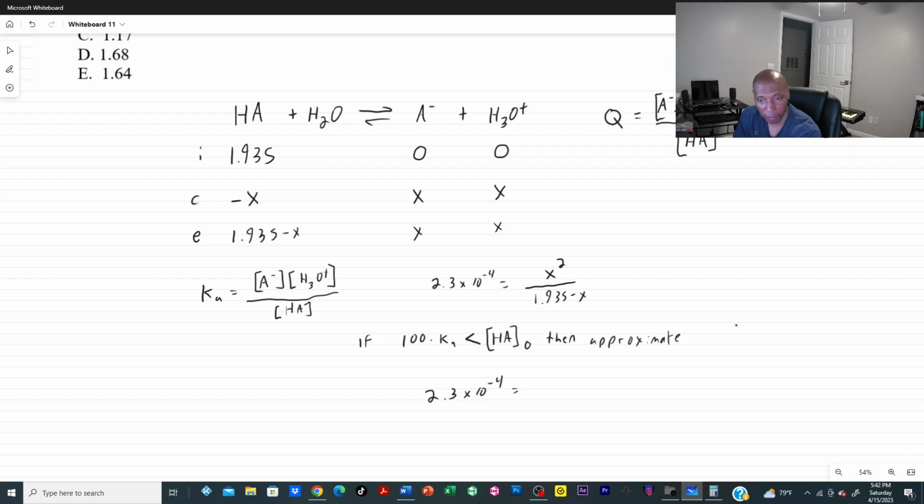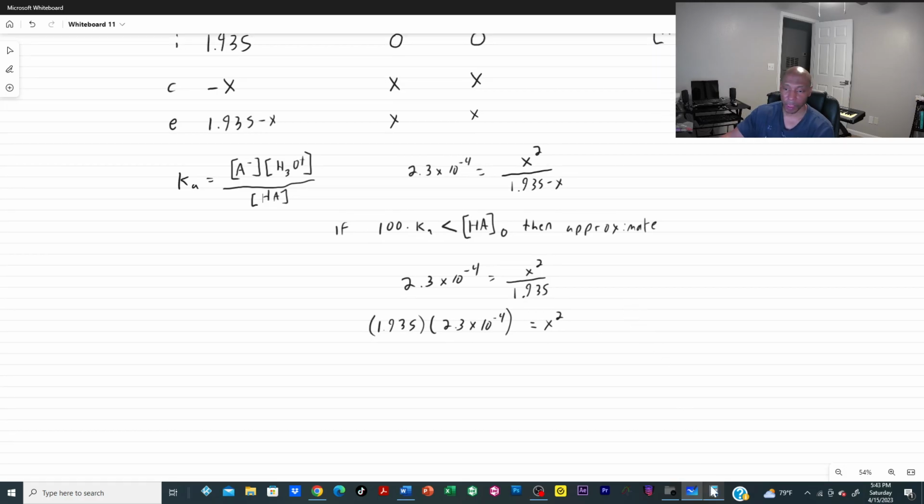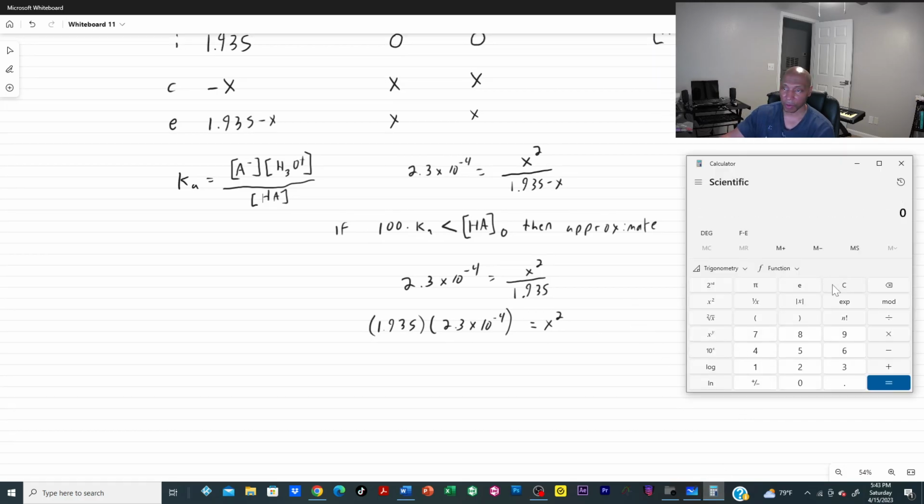So what's the approximation? We're saying that 1.935 is so much bigger than x that 1.935 minus x might as well be 1.935. So we can get rid of the minus x. So I'm going to say 2.3 times 10 to the negative 4 is equal to x squared divided by 1.935. So that's the approximation. I'm going to multiply 1.935 by both sides to get it out of the denominator and onto the left side of the equation. 1.935 times 2.3 times 10 to the negative 4 is equal to x squared.